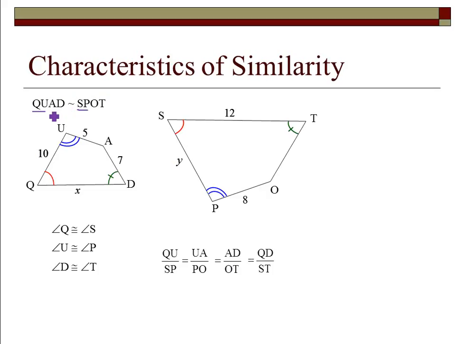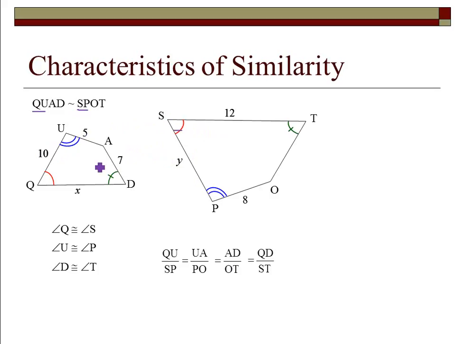So the corresponding sides are proportional. They're all going to have the same ratio. If I take my measurements, like QU divided by the measurement for SP, which in this case was y, 10 over y has to match any other combination. So let's take a look at actually using this to solve a problem.